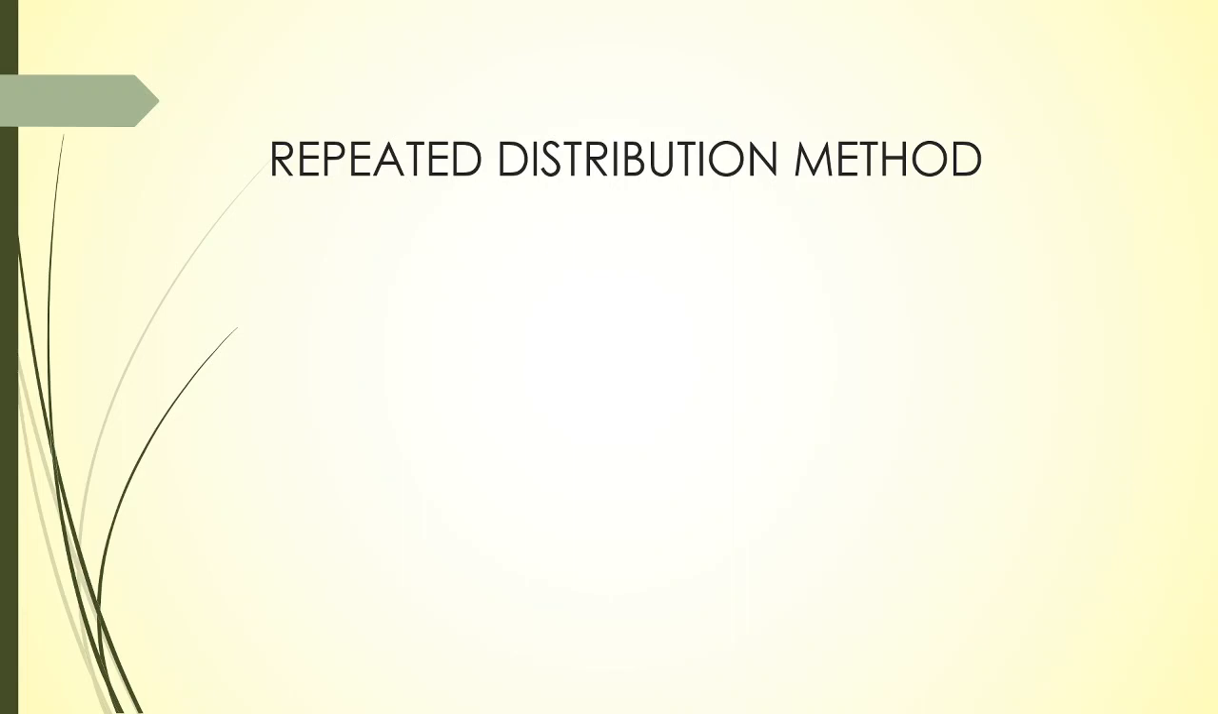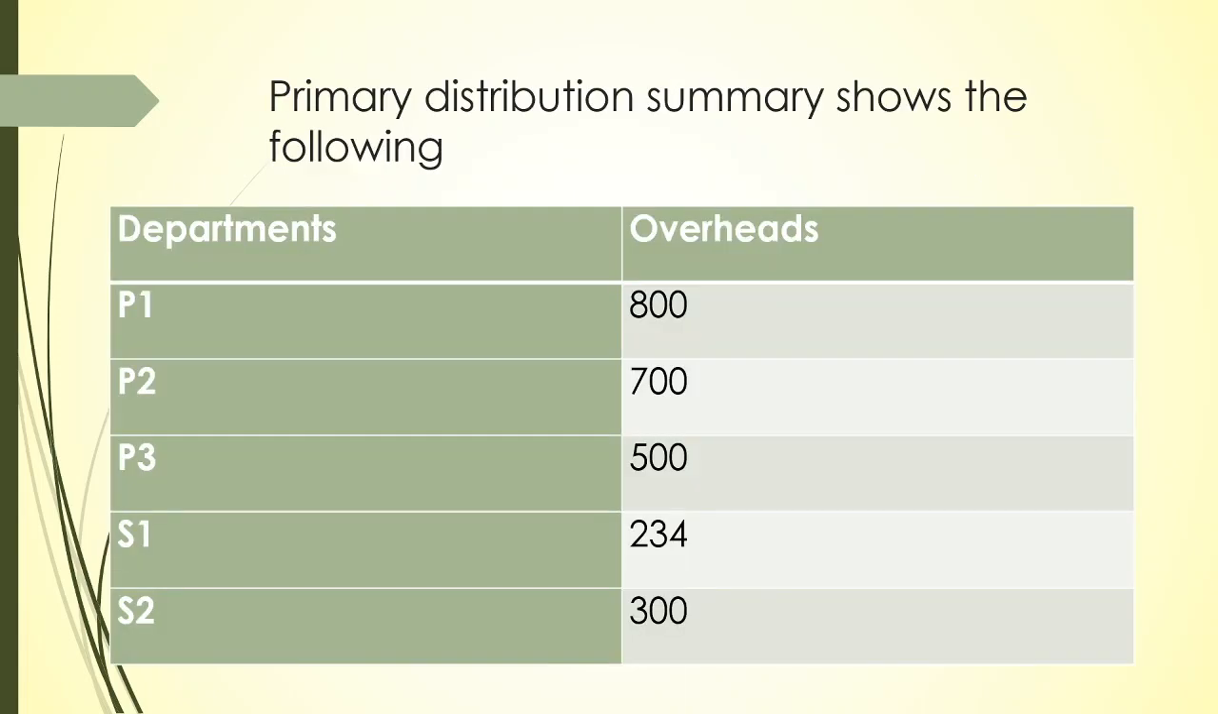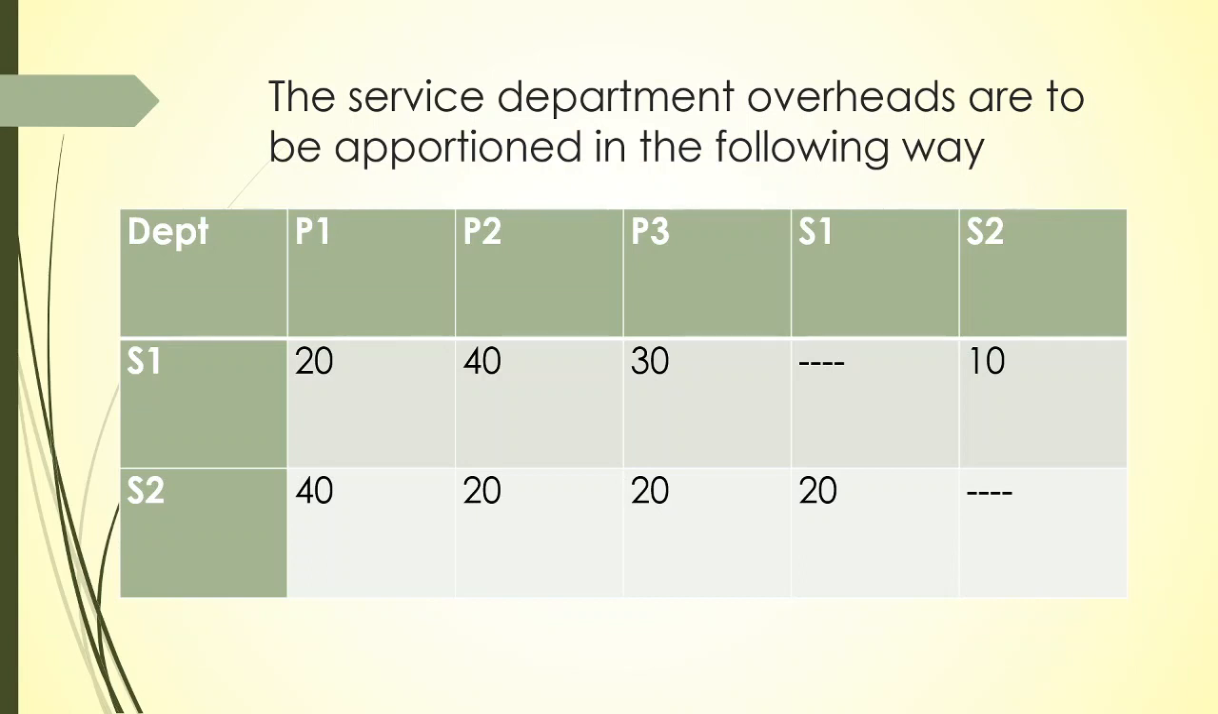In this session, let us work out a problem under repeated distribution method. That is, let us prepare a secondary distribution summary using repeated distribution method. The primary distribution summary shows the following departments and overheads: P1, P2 and P3, these three are the production departments, 800, 700 and 500, and two service departments S1 and S2. The overheads of these departments are given, and the service department overheads are to be apportioned in the following way.